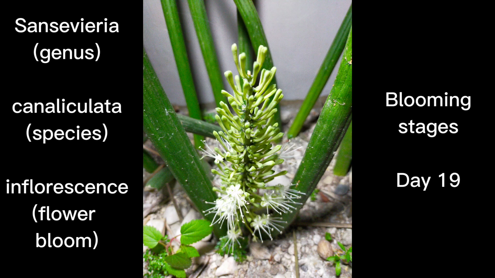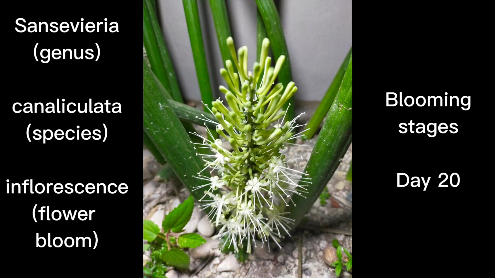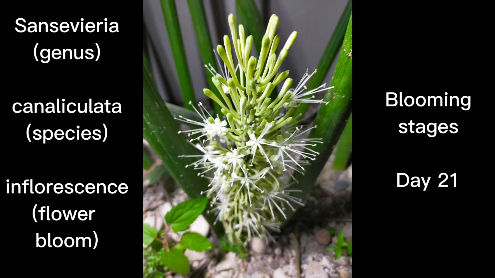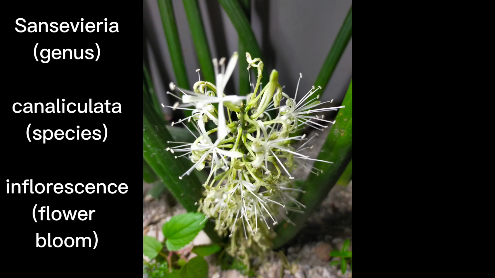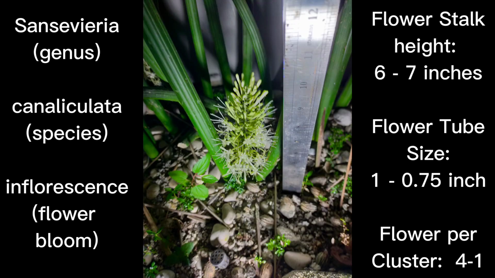By the way, after day 19, some of the buds started opening up. This is day 20, and more of the buds opened. This is the 21st day, with just a few buds still closed, and this is the 22nd day. I think it took 23 or 24 days for the inflorescence to reach its final blooming stage, or its full bloom form.